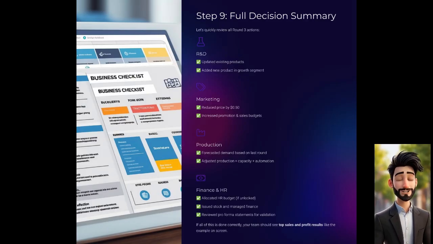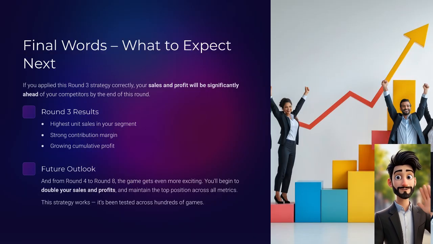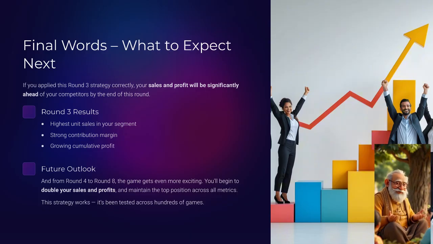Checkmark: allocated HR budget if unlocked. Checkmark: issued stock and managed finance. Checkmark: reviewed pro forma statements for validation. If all of this is done correctly, your team should see top sales and profit results like the example on screen. Final words: what to expect next.